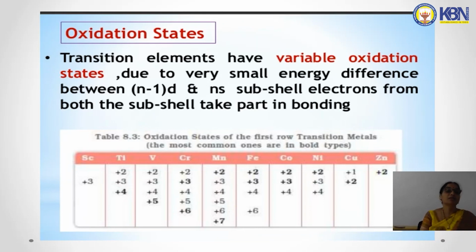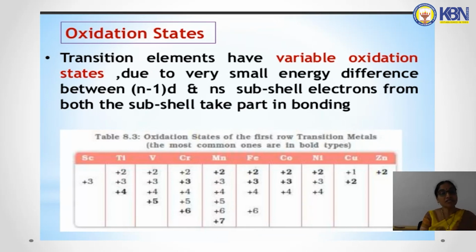So coming to the 3d series, our first element, scandium, can exhibit the +3 oxidation state. The +3 oxidation state of scandium is due to the loss of 2 electrons from the ns orbital and then 1 electron from the 3d orbital. That's why it exhibits the +3 oxidation state. Coming to titanium, it can exhibit 3 variable oxidation states, +2, +3 and +4. The minimum oxidation state of titanium, +2, is due to the loss of electrons from the ns orbital, and it exhibits a maximum of +4.